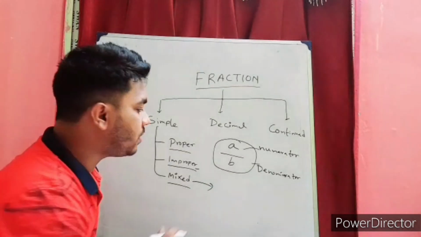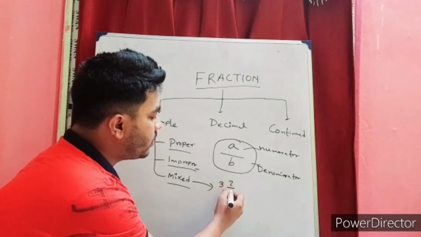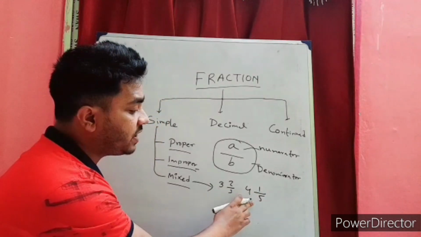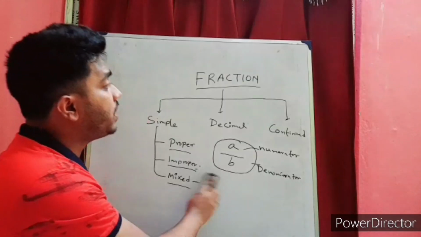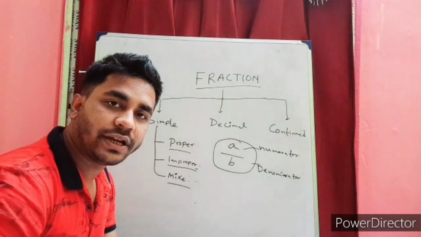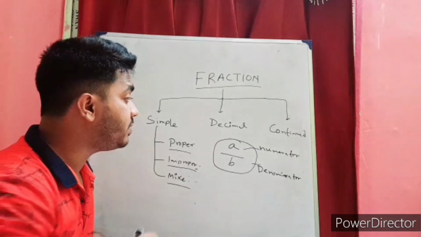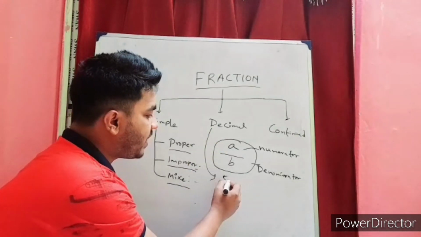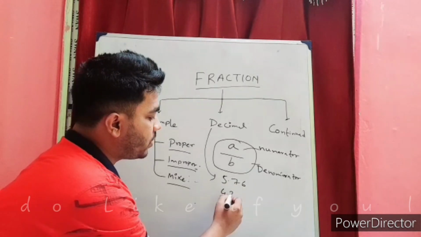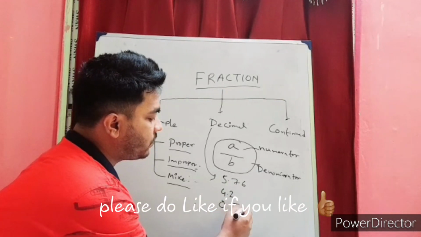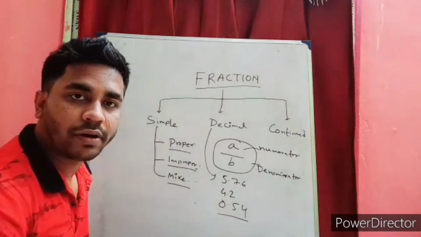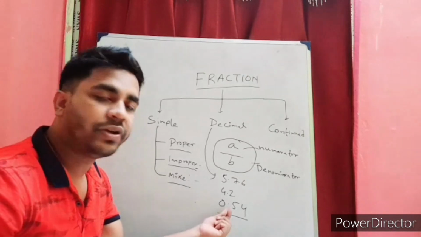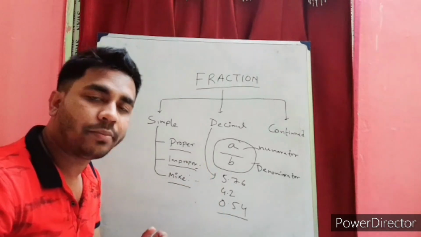Now I go to mixed fraction. A mixed fraction is written as 3 and 2 by 3, or 4 and 1 by 5. That is the representation of a mixed fraction. Now I go to decimal fraction. A decimal fraction is a fraction with a decimal number. Suppose 5.76, 4.2, 0.54; all are called decimal numbers. When you see a point in a number, it is called a decimal number.